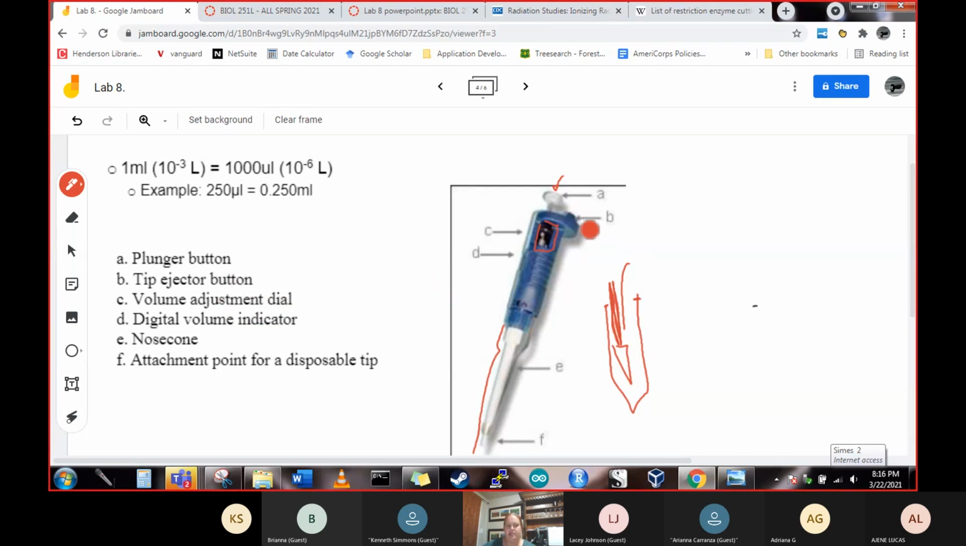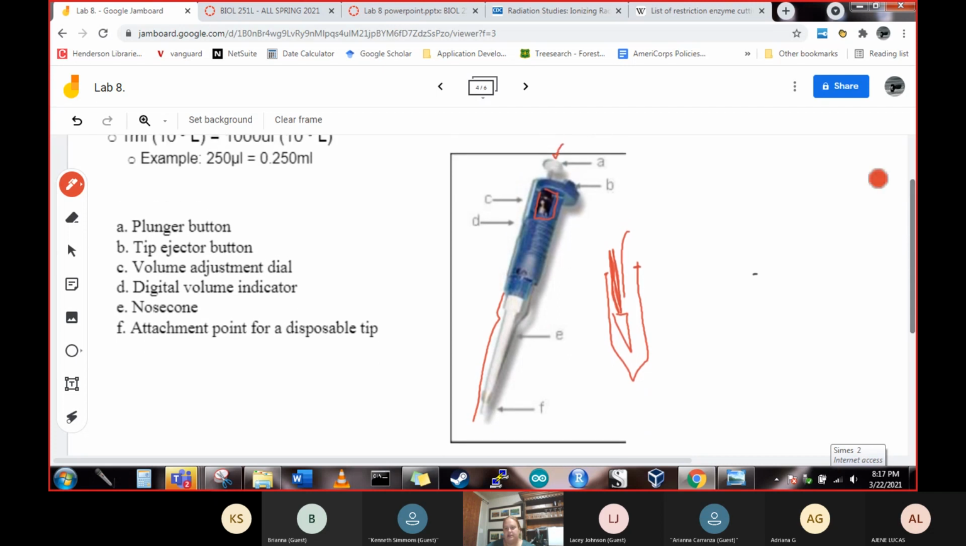B is your tip ejector button. So there are 2 different buttons, A and B. A is what pulls up and pushes out liquid, so that's your plunger button. B is what removes the pipette tip. If you accidentally push B when you mean to push A, you're going to lose your sample and your pipette tip and make a big mess. But if you only press A, you're not going to be able to change pipette tips between samples. So they're both very important. A is your plunger button, and B is the button you push to eject.